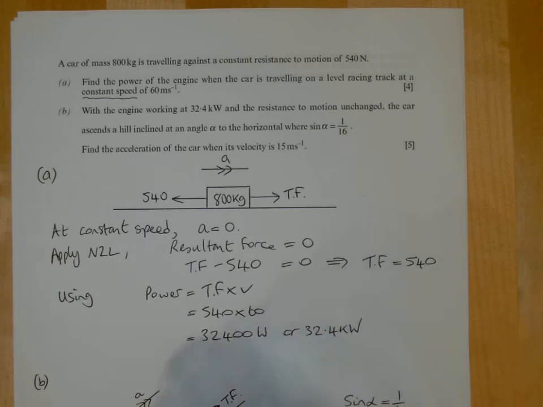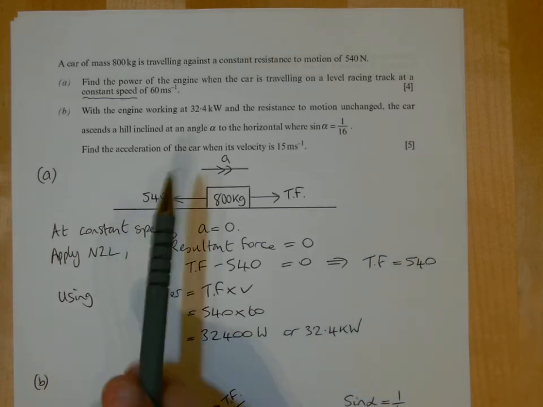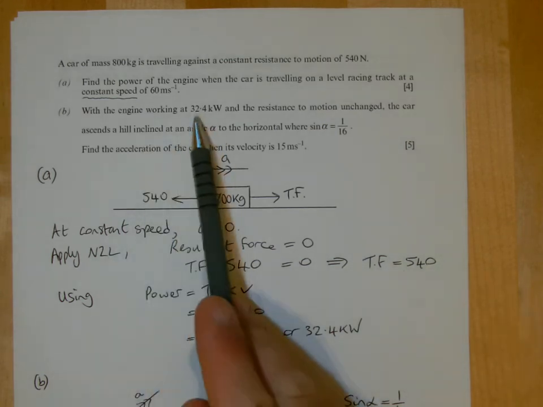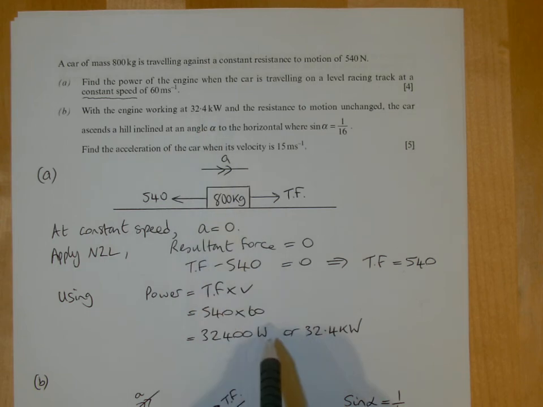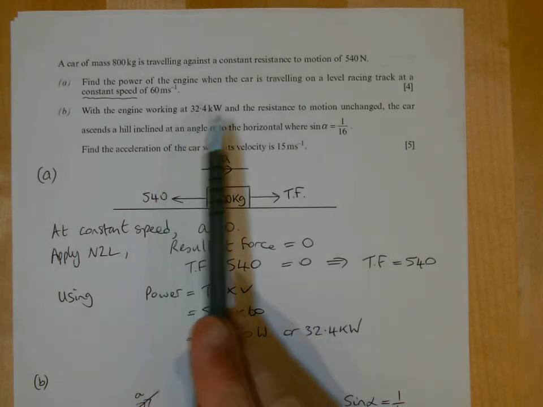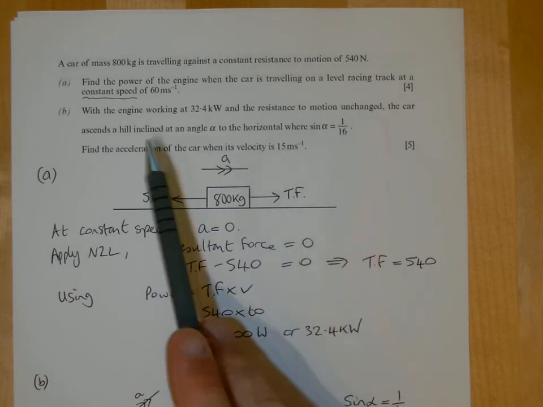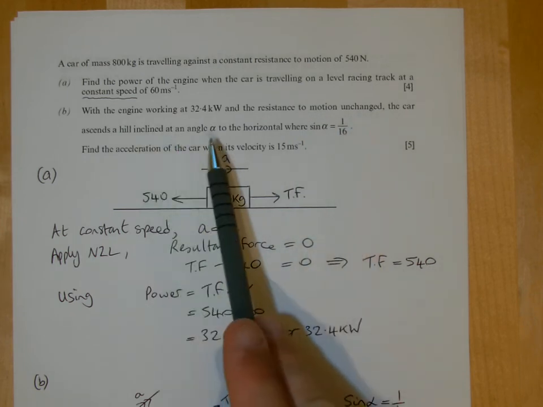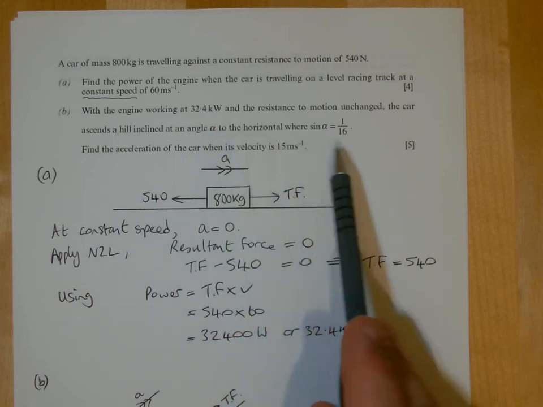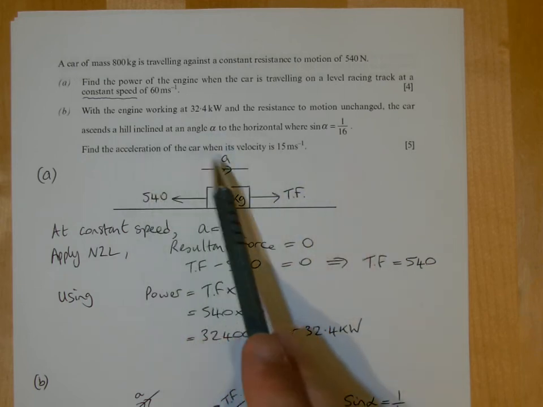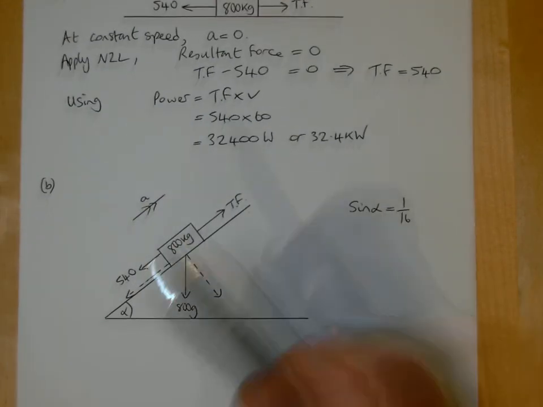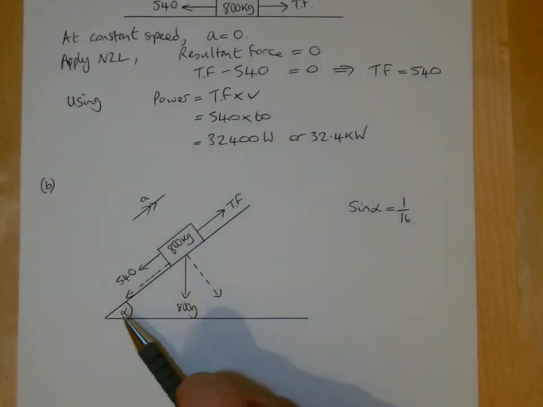Right, so in part B then, the engine is working at 32.4 kilowatts, which is what we just worked out in part A, and the resistance to motion is unchanged. The car ascends a hill inclined at an angle alpha, where sine alpha is 1/16. Find the acceleration of the car when its velocity is 15. So I sketched this earlier. It's going up a hill inclined at that angle alpha there.